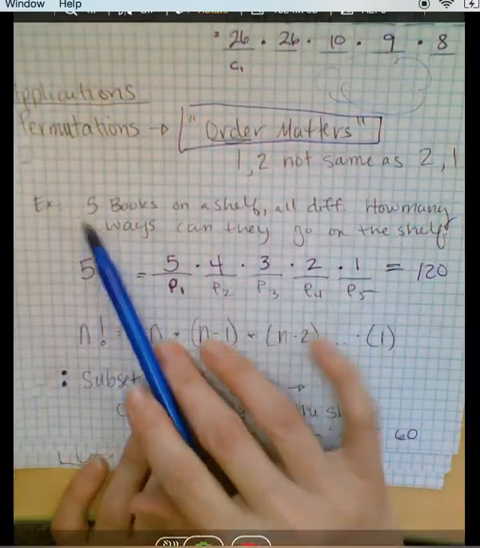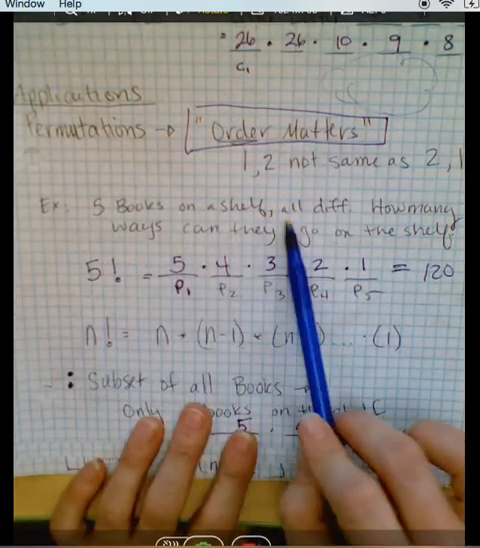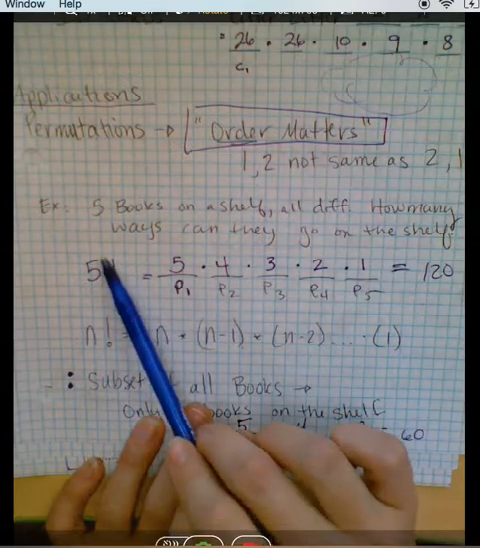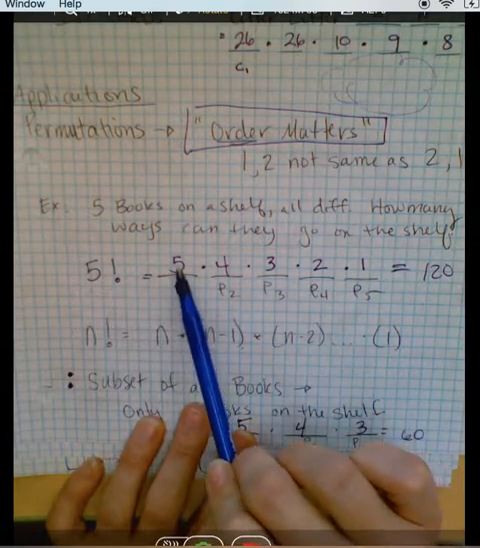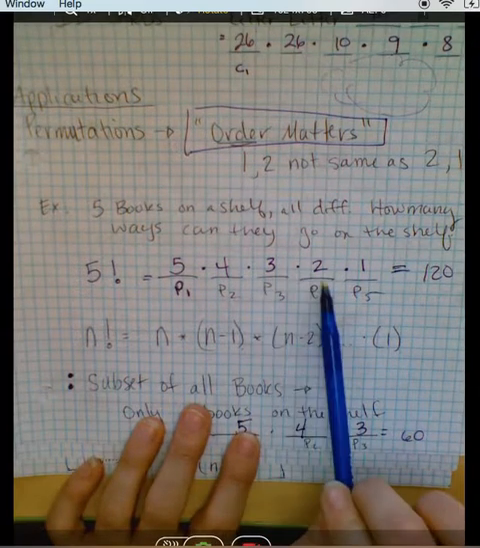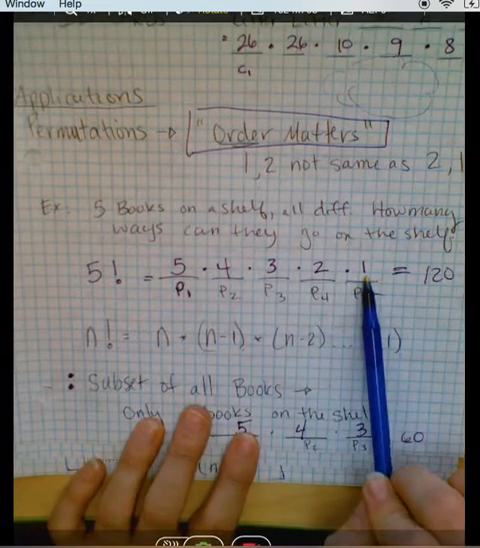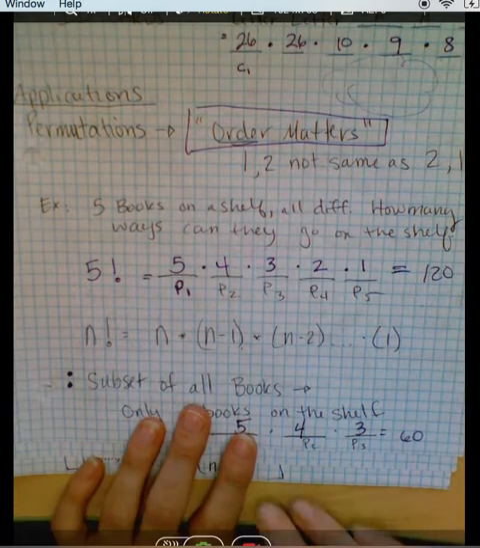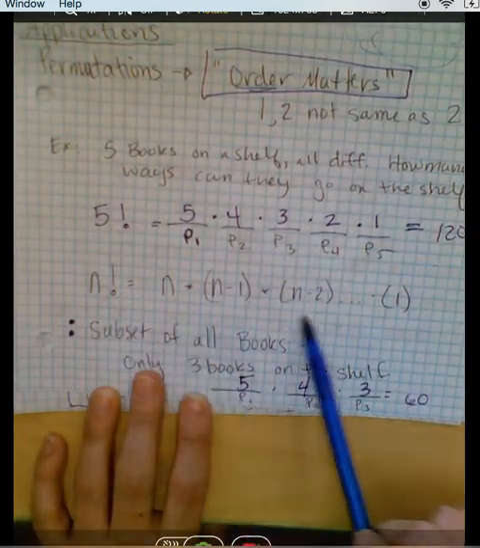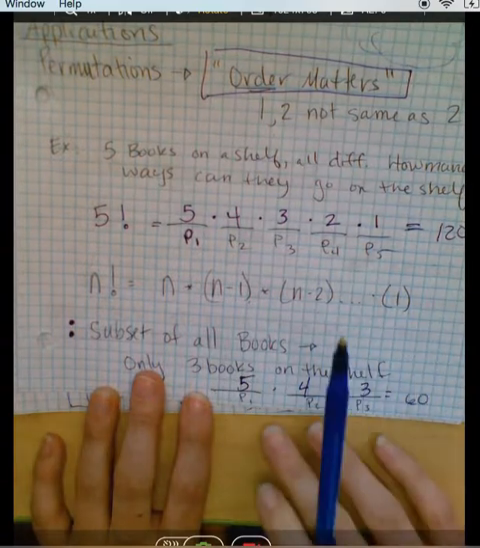So here's an example of a permutation. 5 books on a shelf, all different. How many ways can they go on the shelf? Well, that's just 5 factorial because it's 5. I've used 1, that makes 4, used 1, 3, used 1, 2, and then there's 1 left over, 120. So we can call this n factorial, n all the way down to 1.